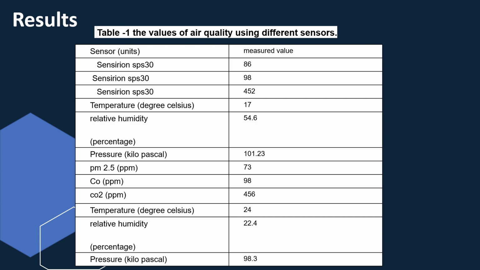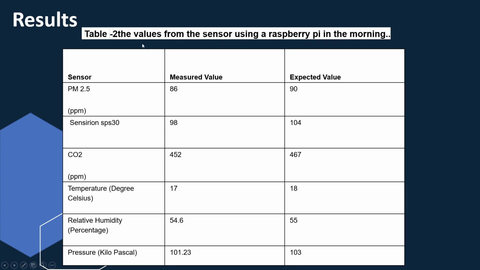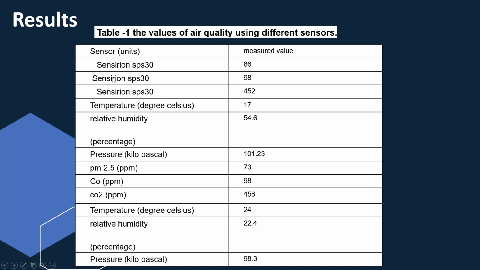So our Raspberry Pi connects with the sensor. Our sensor takes the reading from the outdoor and indoor situation of any particular air and gives those readings to the cloud platform. The cloud platform then sends us those readings in the form of graphs and values that we are seeing in Table 1. These are the values of air quality using different sensors, that is the SPS30, PM2.5, CO sensors that our groupmate previously described.